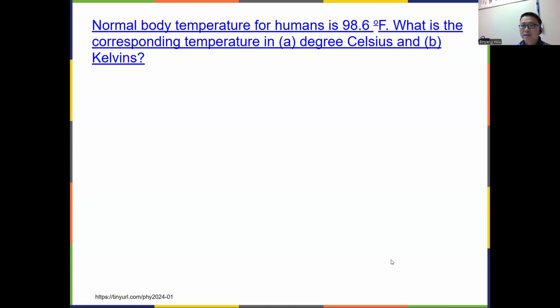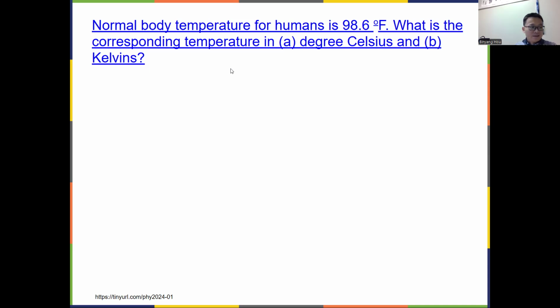Okay, we'll take a look at one example before we move on to the next topic. It says normal body temperature for humans is 98.6 Fahrenheit. What's the corresponding temperature in degrees Celsius and in Kelvin? Let's say you travel abroad and you have a fever, you go to a doctor, and they will probably tell you your body temperature is maybe 39 degrees Celsius, because every other country uses Celsius. And then you wonder, am I having a fever? Let's see how we can convert that.